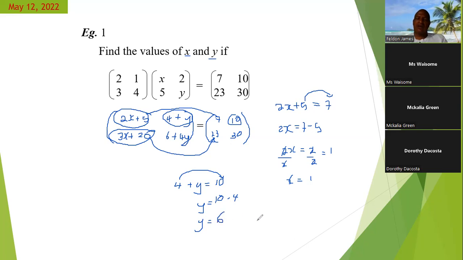All right, so that's how we can use equal matrices, or matrices that are equal, to solve for unknowns. Any question? Everybody is good with this? Raise your hand.